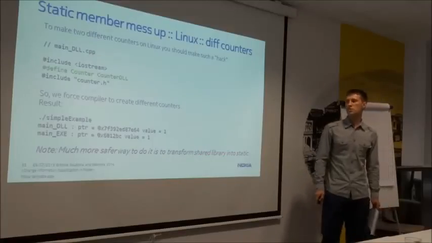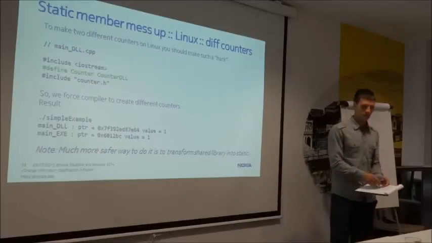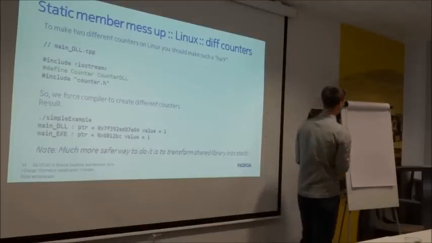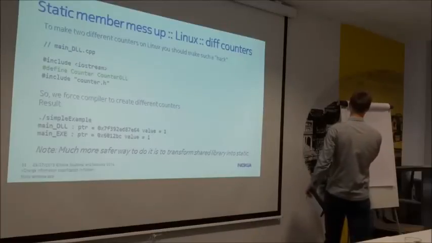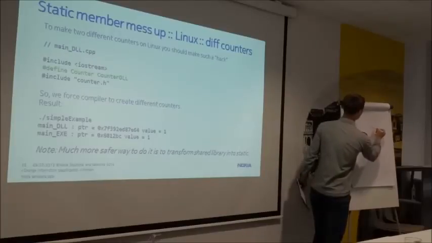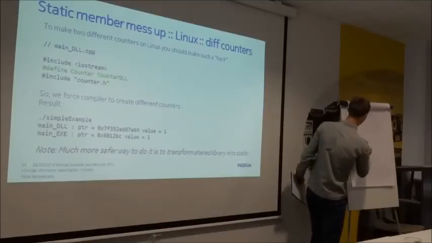Simply, the much safer and nicer way to do this is to transform the shared library into a static library. With this approach, we will have something like this. Imagine this is counter.h. This is our library, not shared anymore, but now it's a static library. Within this library, somewhere, is counter.cpp, and here we have our executable.